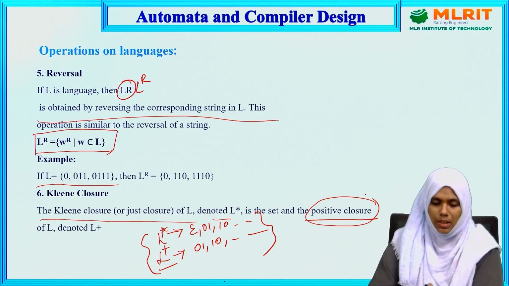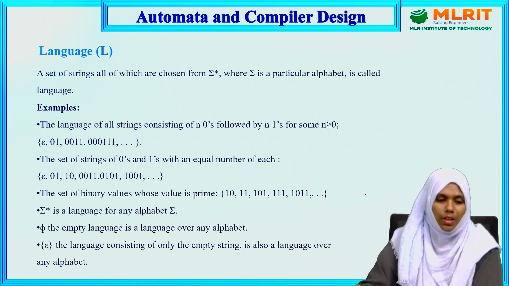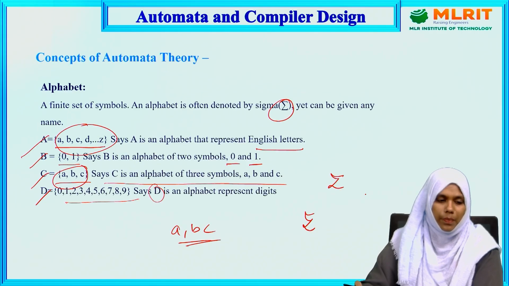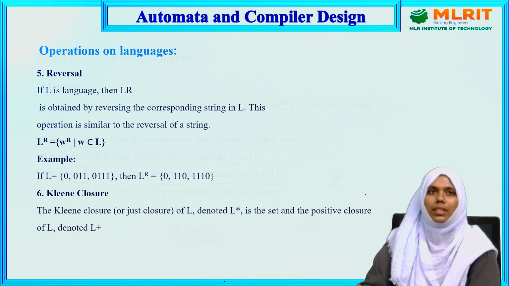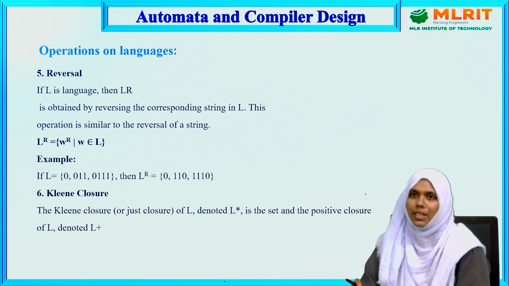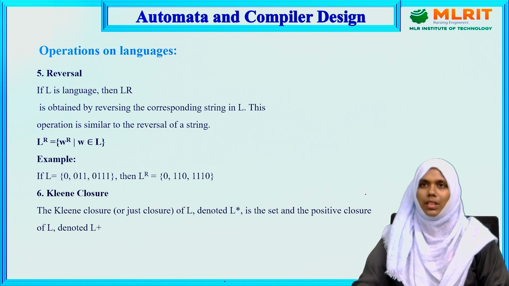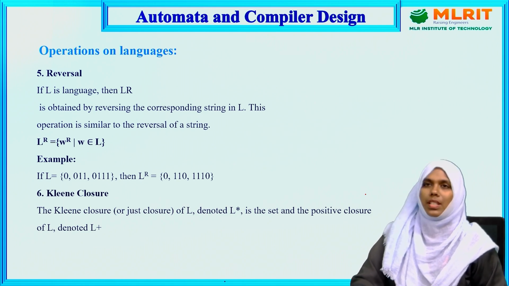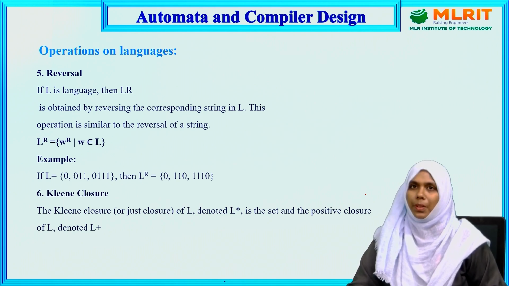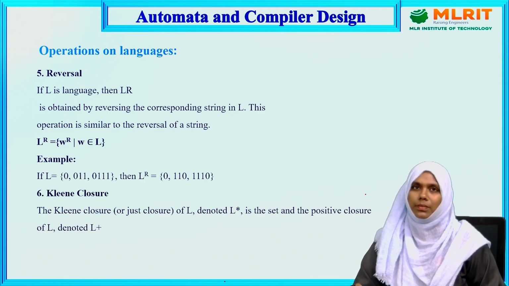So these are the topics which we are going to see in the concept of automata. That's all for today's topic, where we discussed the alphabets, the strings and the languages. In the next class, we will be discussing the types of automata, types of finite automata. Thank you.